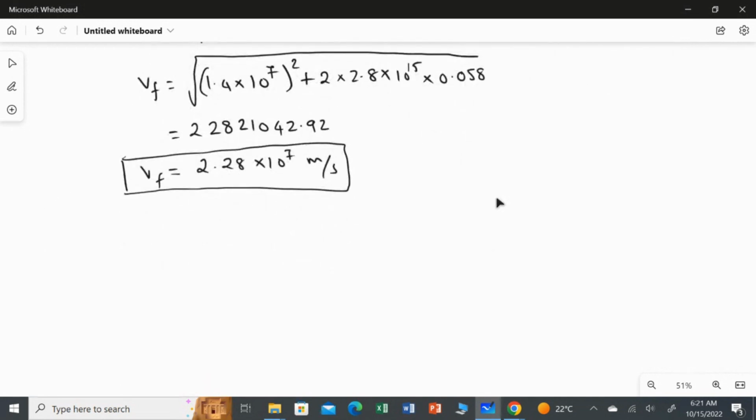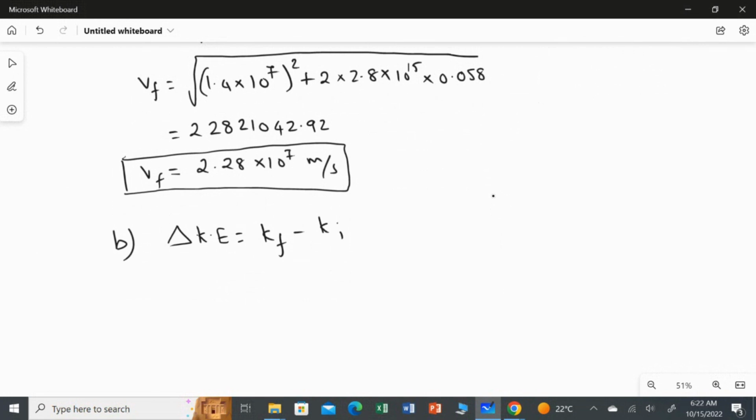So now we have to come for our second part. So what is our second part? We have to find what is the increase in its kinetic energy. That is nothing but the change in kinetic energy. So what's the formula for change in kinetic energy? Kinetic energy final minus kinetic energy initial.